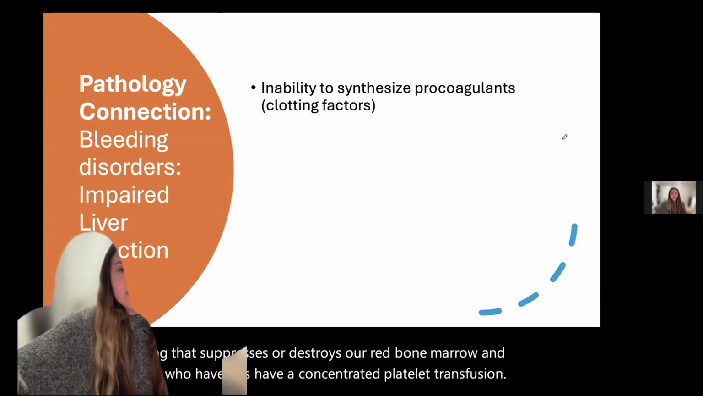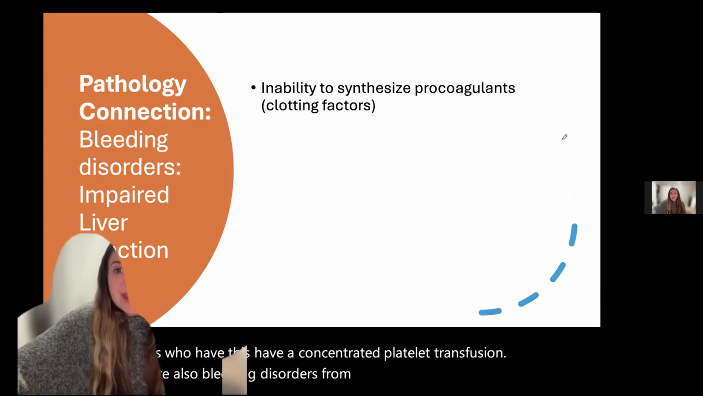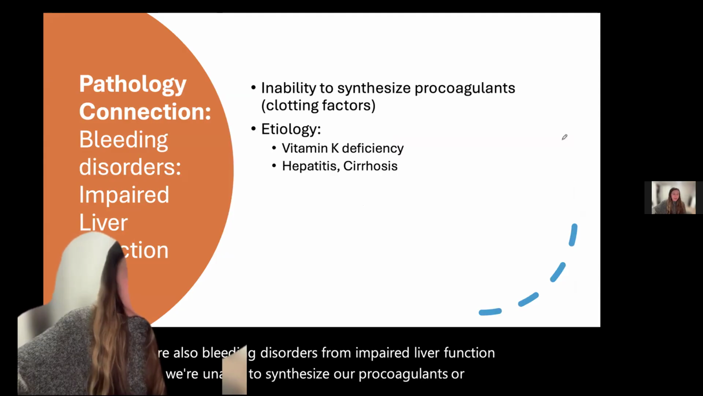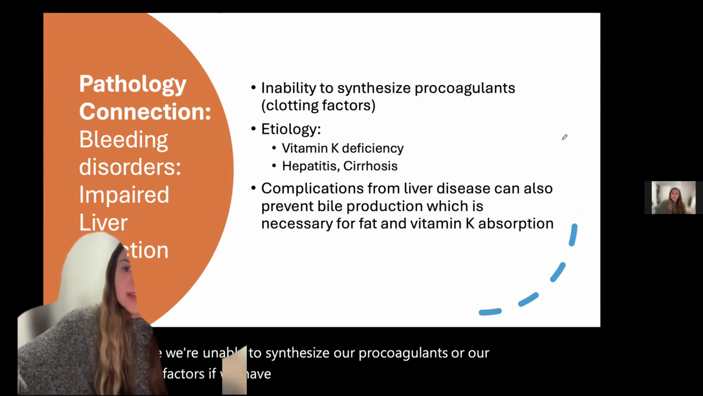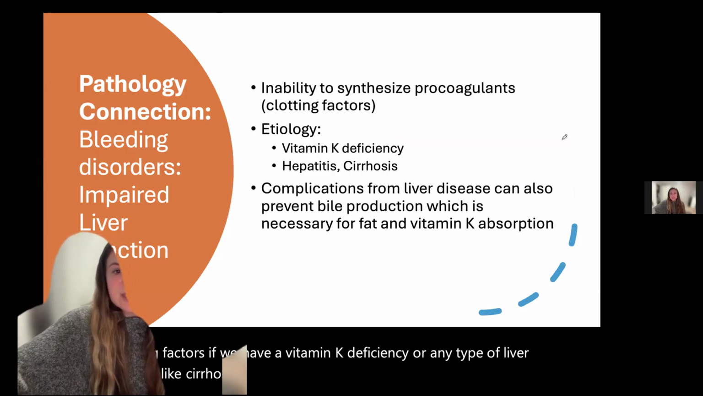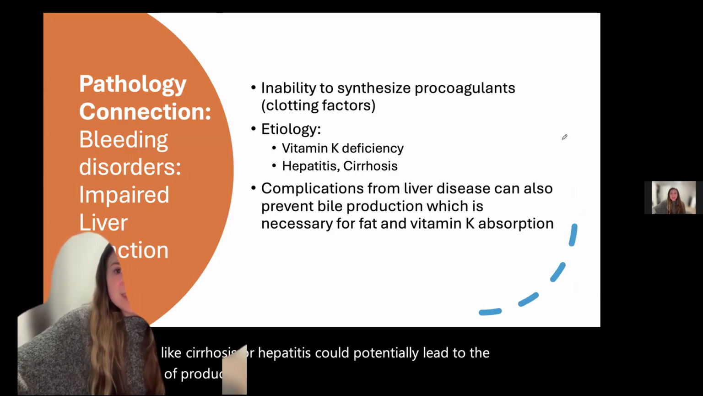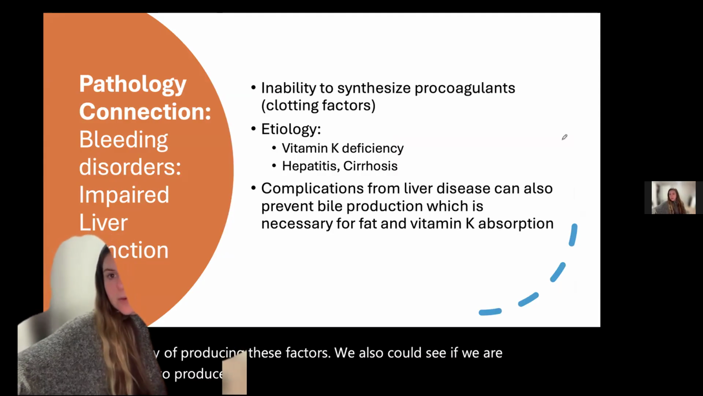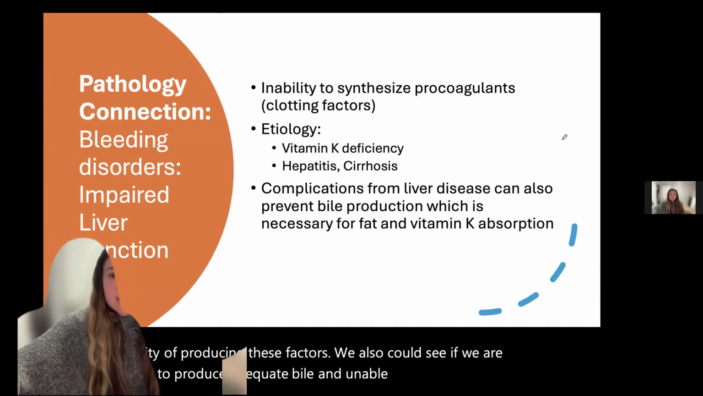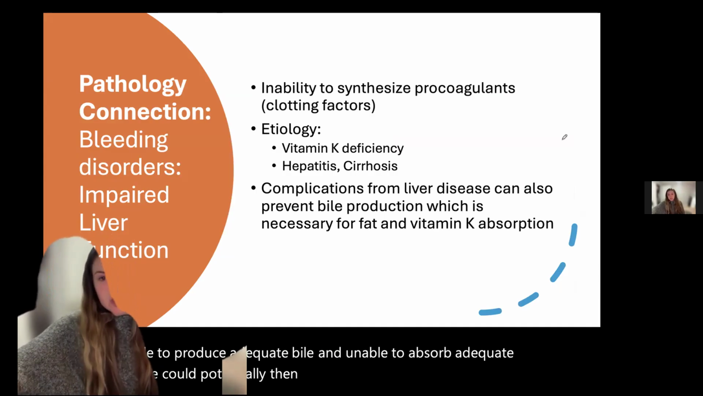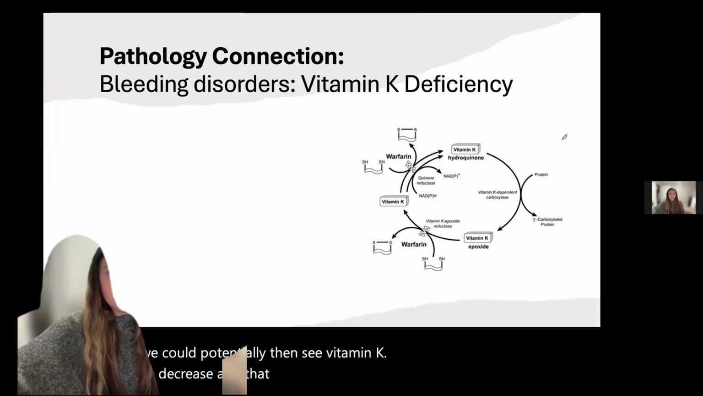There are also bleeding disorders from impaired liver function because we're unable to synthesize our procoagulants or our clotting factors. If we have a vitamin K deficiency or any type of liver disease like cirrhosis or hepatitis, could potentially lead to the inability of producing these factors. We also could see, if we are unable to produce adequate bile and unable to absorb adequate fats, we could potentially then see vitamin K absorption decrease, and that could also be detrimental.